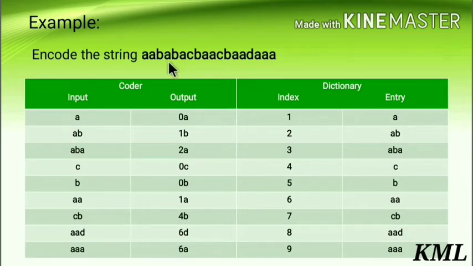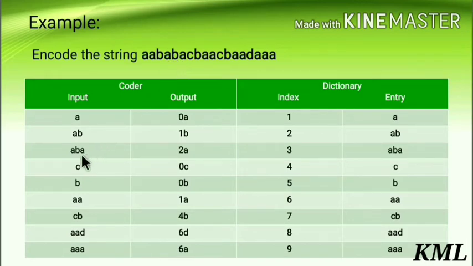Next, take the next input, that is A. Now check if A is in the dictionary. We have A in the dictionary. Now take the next input and combine them together. So you get AB. AB is also in the dictionary. So what you do? Take the next input letter and combine all together. So you get ABA. Now check if ABA is in the dictionary. We don't have ABA in the dictionary.